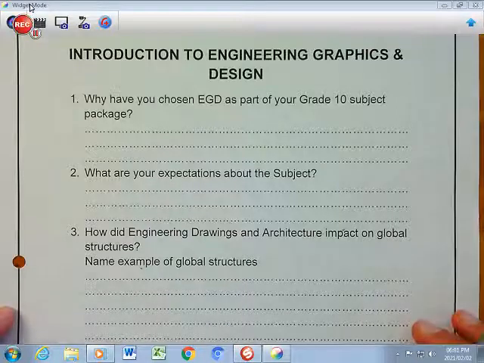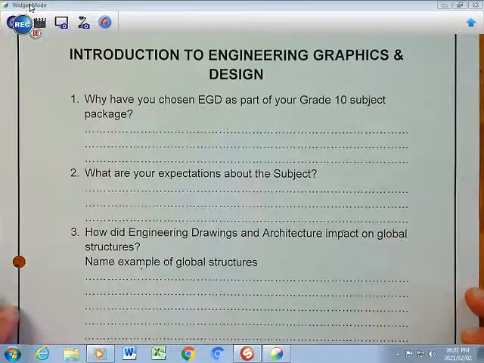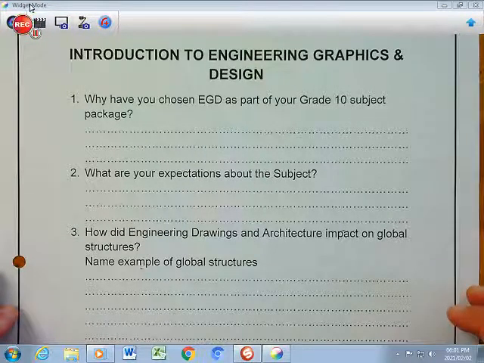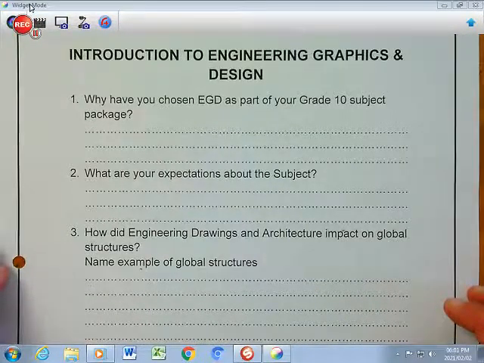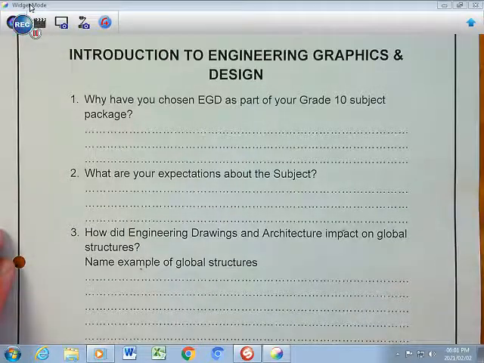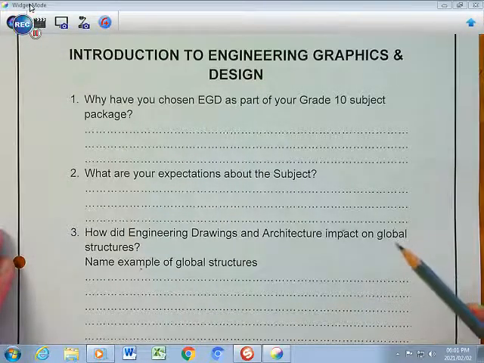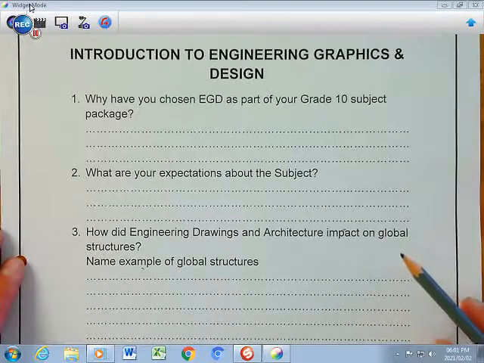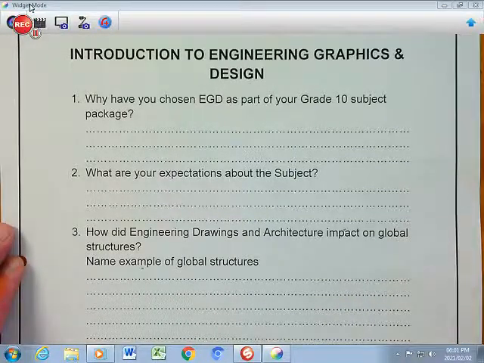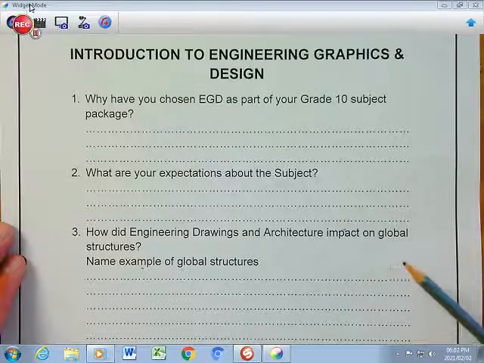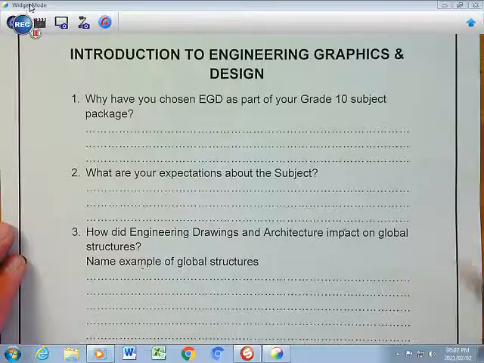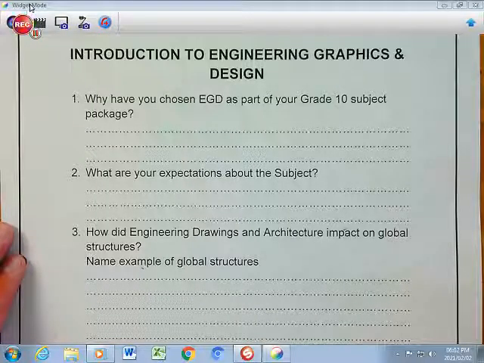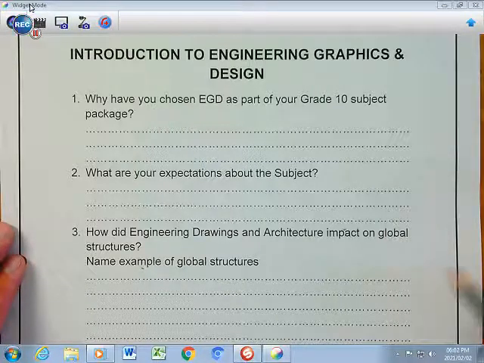Welcome grade 10s to the Engineering, Graphics and Design curriculum, which you have chosen as part of your subject package for the current year. Just before we start getting into the nuts and bolts of engineering, graphics and design and the drawings and the calculations, we are just going to reflect on why we are here and why we are doing this, either face to face or online. I've compiled 5 questions for you just to reflect on where you are at the moment and where you are going to move to with this particular subject.